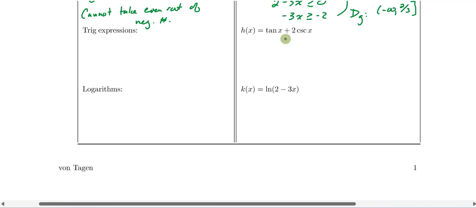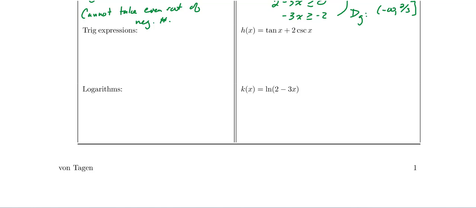Okay, then we want to go ahead and look at trig expressions. And here, there's actually nothing new with trig expressions as long as you remember your various reciprocal and quotient identities. So for this, let me just say, recall the quotient and reciprocal identities, and then the fact that you cannot divide by 0.